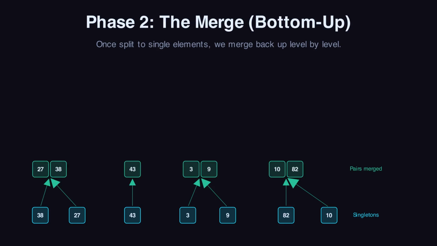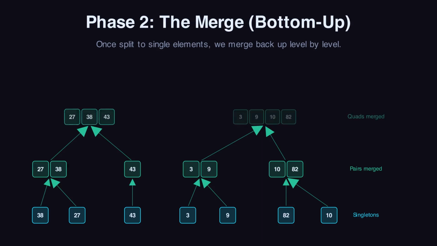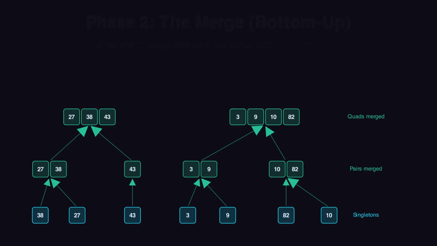That's level 2 for sorted subarrays. One more level of merges. We merge 27, 38 with the singleton 43 to get 27, 38, 43. We merge 3, 9 with 10, 82 to get 3, 9, 10, 82. That's level 1. 2 sorted halves.